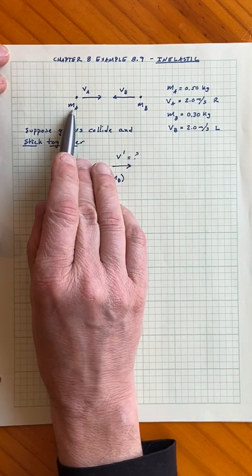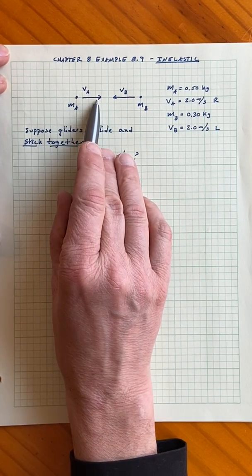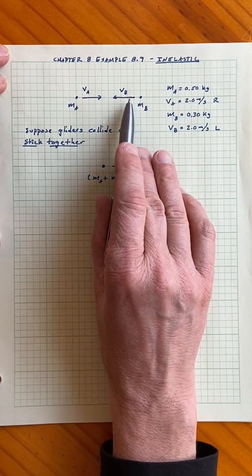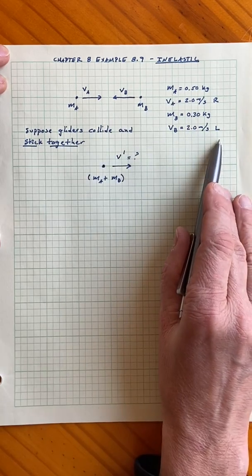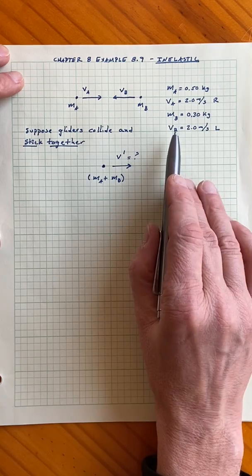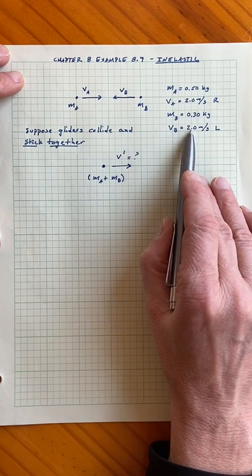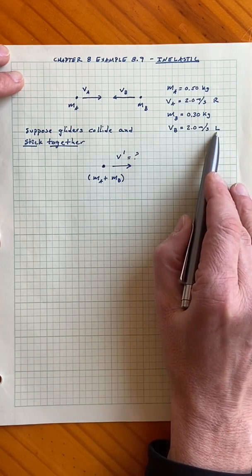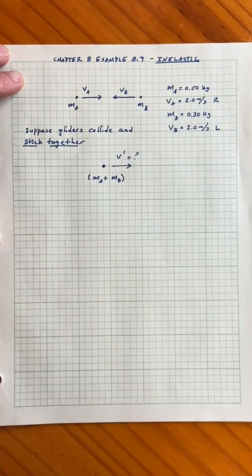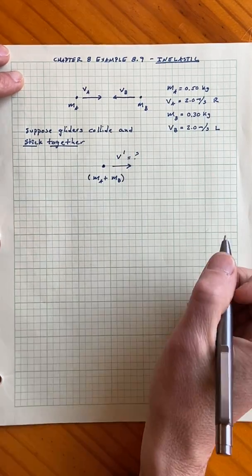Initially, glider A is moving to the right at 2 meters per second, and glider B is moving to the left at 2 meters per second. One thing that I'm going to do that's a little bit different than the book does is I'm going to deal with velocities as being magnitudes and assign their directions by arrows and with plus and minus signs.